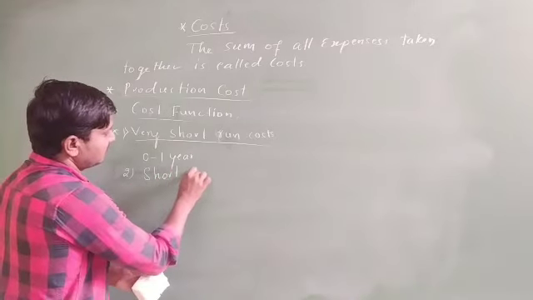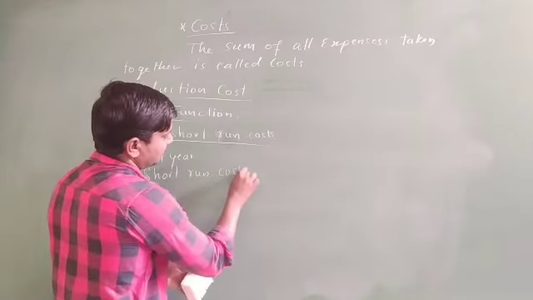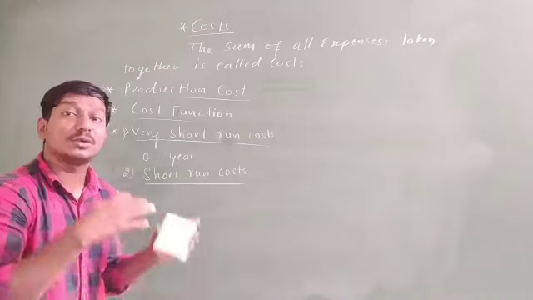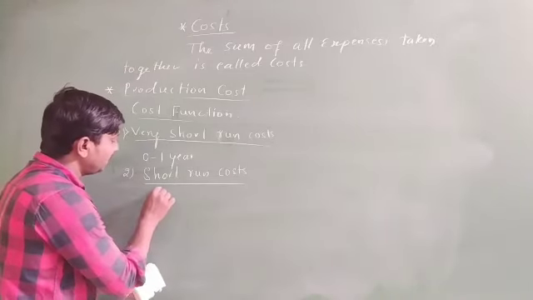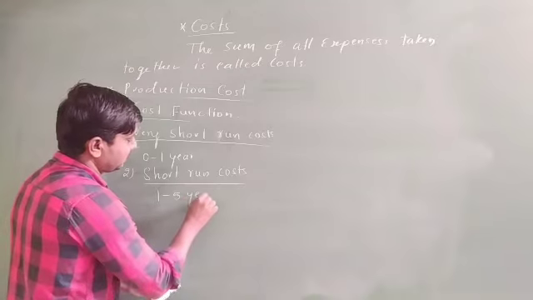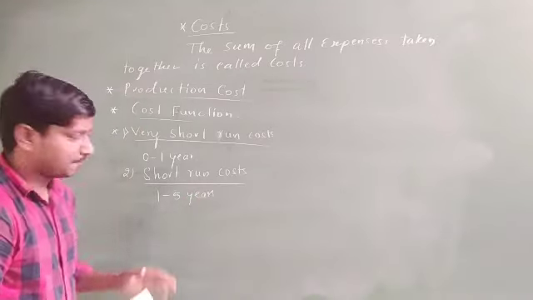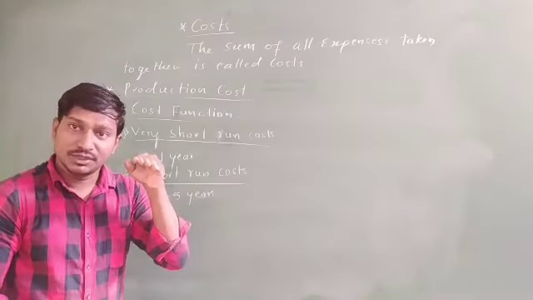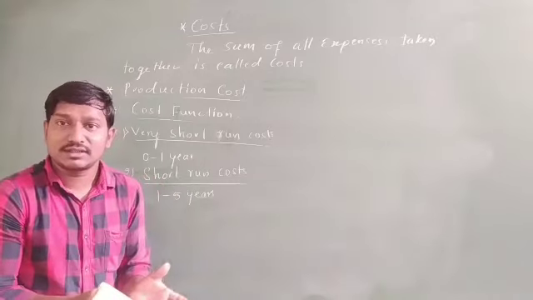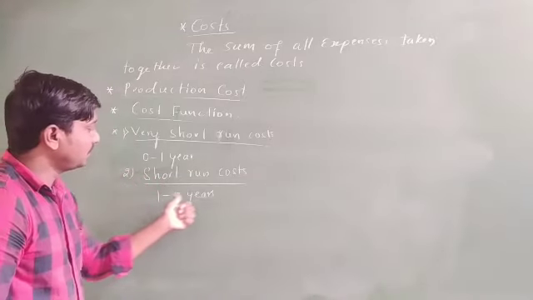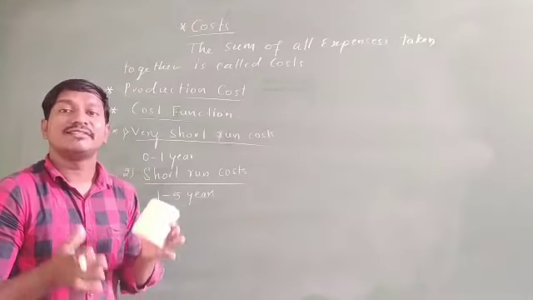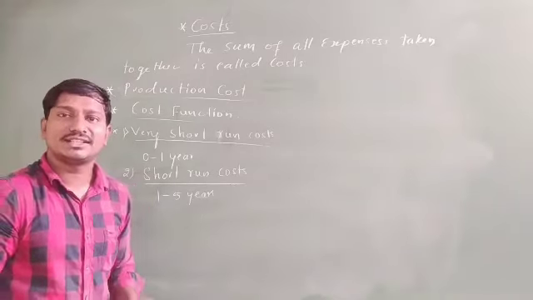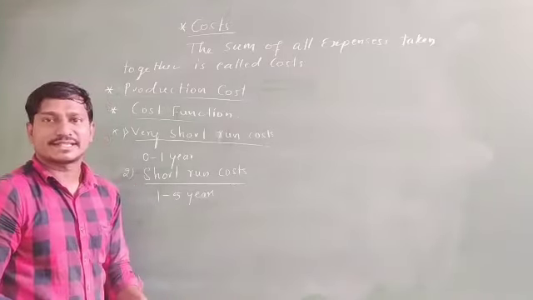Well, the same way, after the first, the second one is short run costs. Short run costs are the total expenses which are incurred between 1 to 5 years for the production process. If the production carries on between 1 to 5 years, during the same time, the costs or expenses we incur, that's what we are going to call short run cost. Which means the expenses incurred in the production process between 1 to 5 years are called short run cost. Correct?